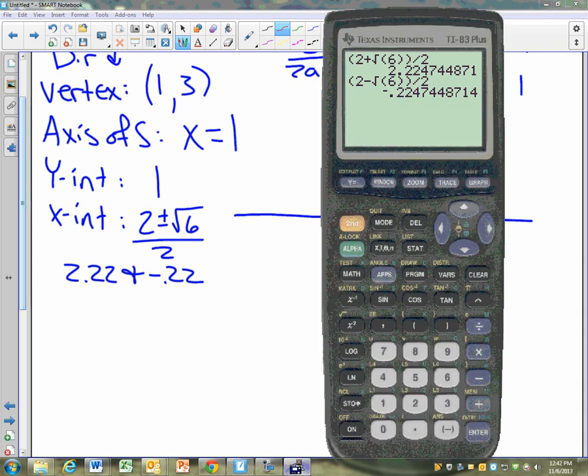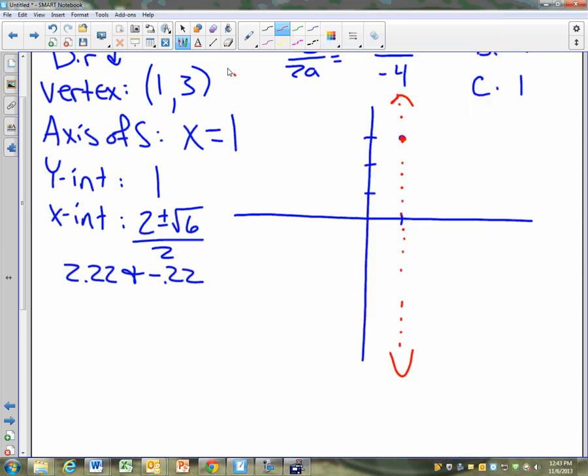You plug in these values, 2 plus or minus square root of 6 over 2. So I just made sure that I put my parentheses around the 2 and the square root of 6, so it divided everything, as opposed to just the square root of 6. Okay? So I tried both of those. I switched the plus and the minus. I got 2.22 and I got negative 0.22. So now that I have that, I plot the y-intercept.